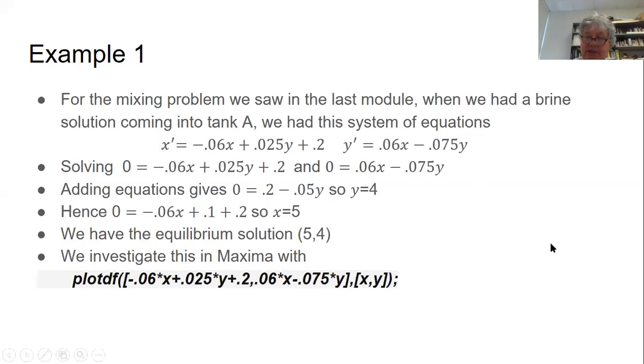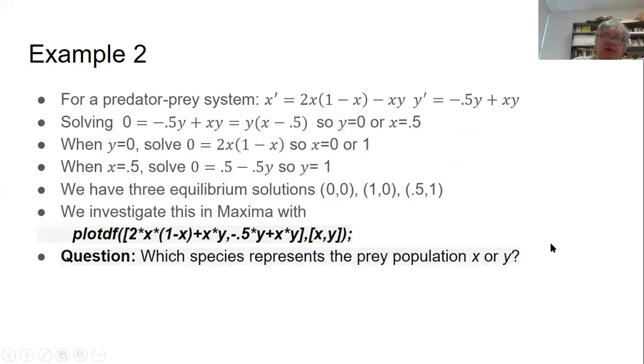Okay, so let's look at the next example. Now we have a predator-prey system. X prime equals 2, you can read that. The second question for the module is, I say this is a predator-prey system. Which is the prey, X or Y? If you look at it and think of it biologically, you should come up with the answer to that.